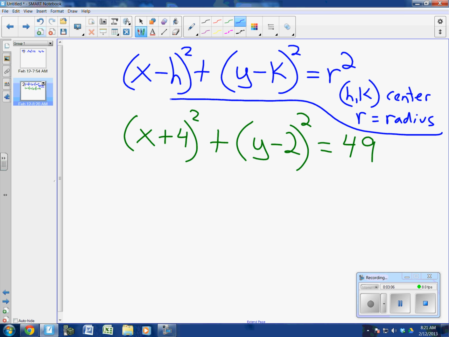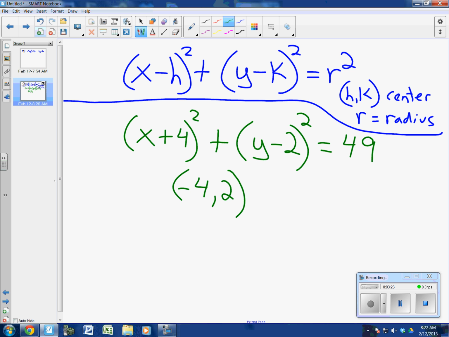So in this problem right here, the general form. So going back down to this problem, what did you say, Cameron? Where's the center of the circle? 4 comma negative 2. We're going to switch those signs around. Okay, it's negative 4 comma 2. It's the center of the circle.